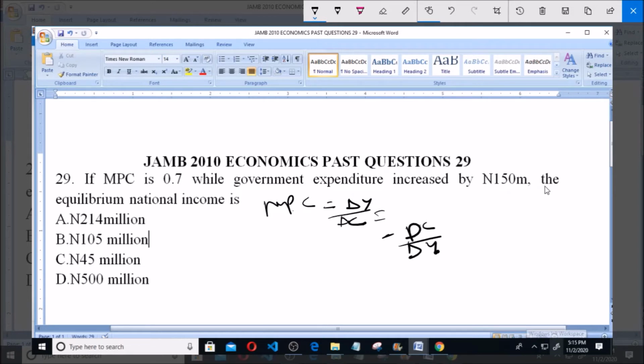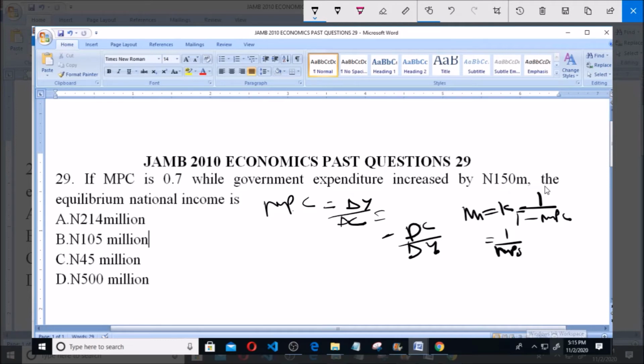A multiplier is denoted by the letter K, which is 1 over 1 minus MPC, which is equal to 1 over MPS, marginal propensity to save.